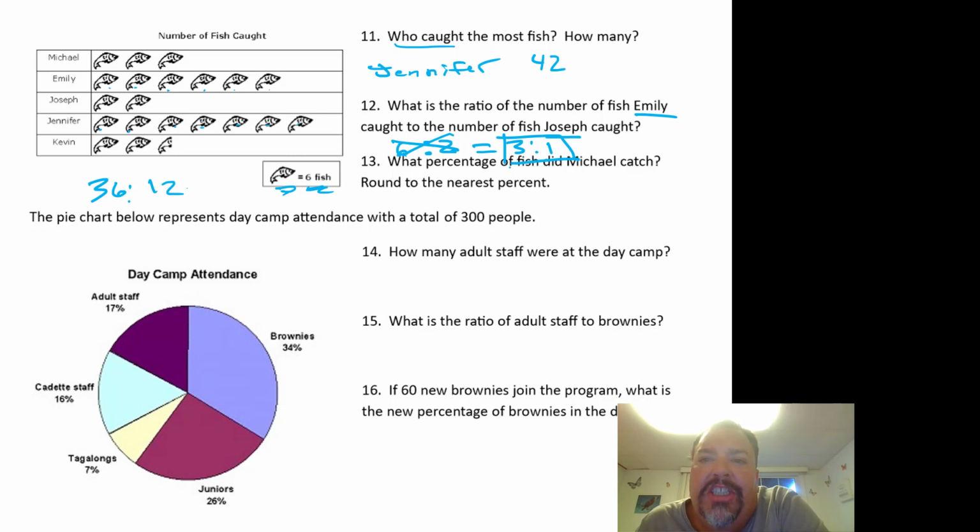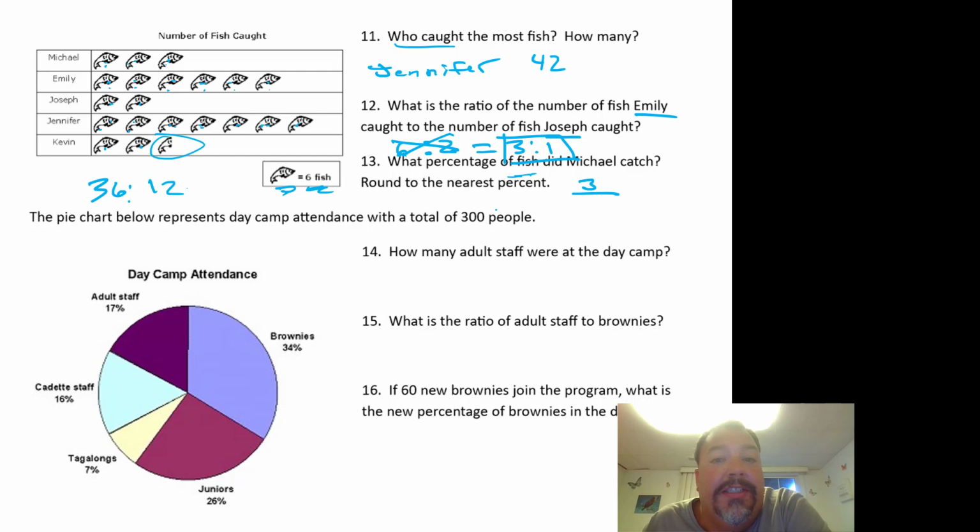What percentage of fish did Michael catch? So again, we can just use the pictures. We don't have to use the actual count. So if we look at Michael, Michael has 1, 2, 3 pictures. Our percent is going to be the part out of the whole. So he caught 3. How many do we have total? 1, 2, 3, 4, 5, 6, 7, 8, 9, 10, 11, 12, 13, 14, 15, 16, 17, 18, 19, 20.